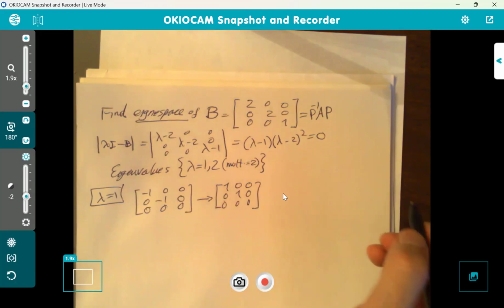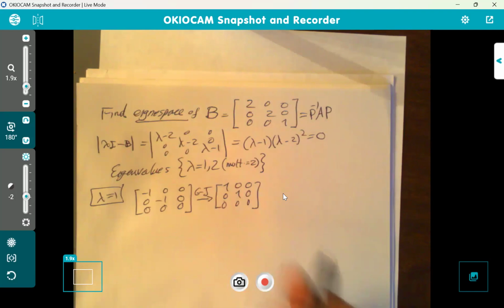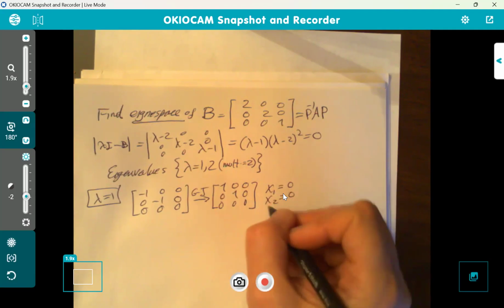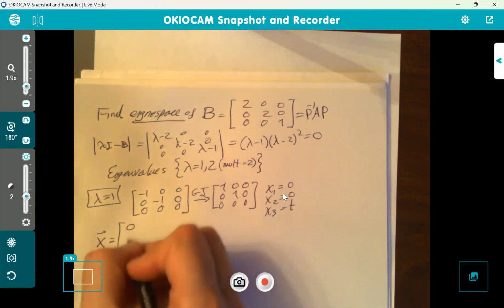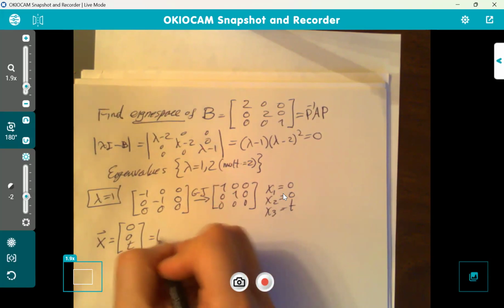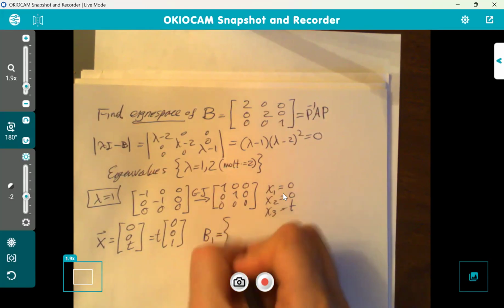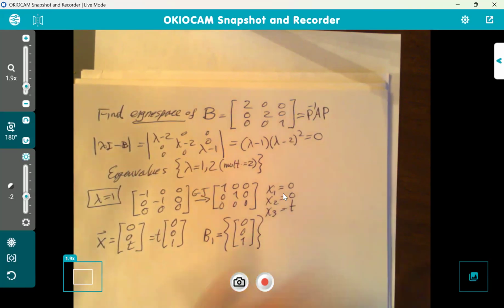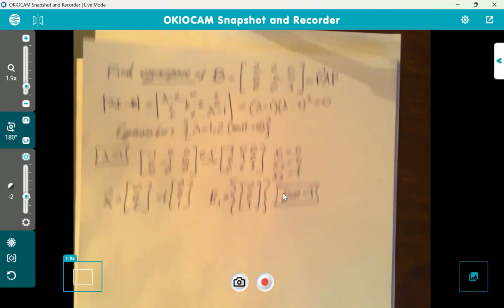something like this. Now, from this, if you will, Gauss-Jordan, just multiply the top and bottom rows by negative 1. So from this, we get x1 is 0, x2 is 0, and x sub 3 is t. Therefore, the matrix X is going to be 0, 0, t. Factor out the t: 0, 0, 1. And here we have a basis vector. This is our first eigenvector for the eigenvalue.